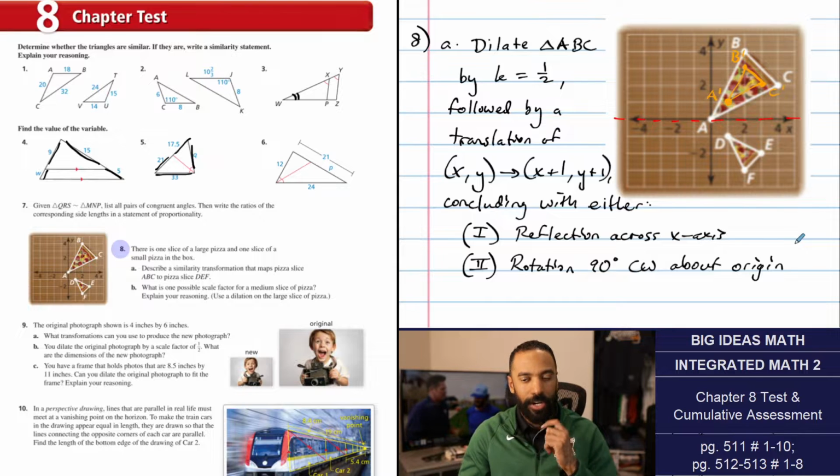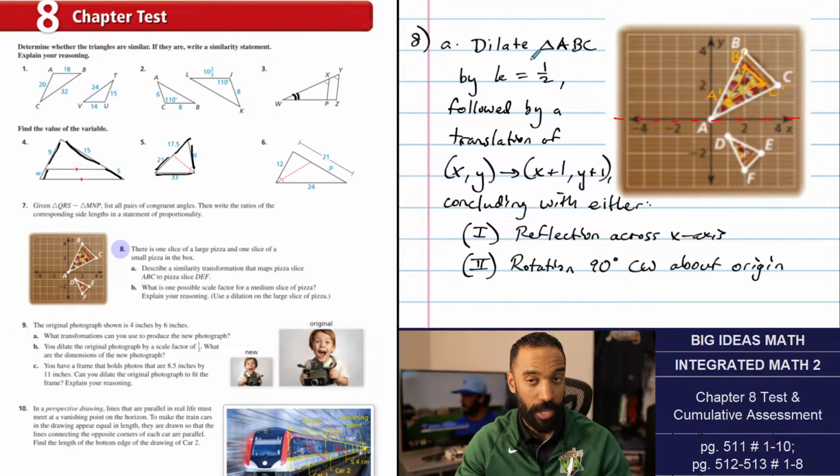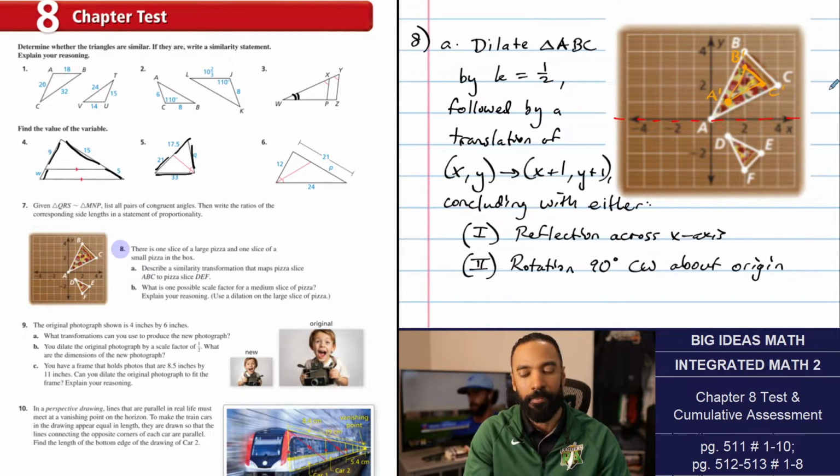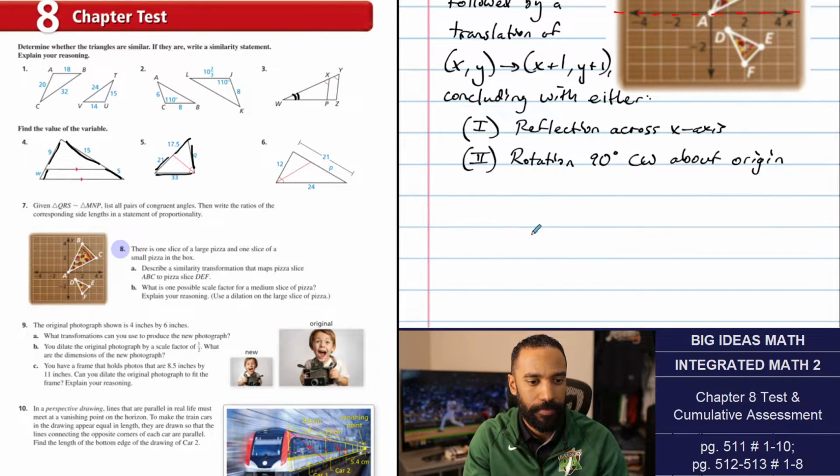This was a longer problem because there were 3 different things that you could do there. The dilation was obviously one to do, and move it over so you could get this in the right spot. And both rotation and reflection do work there. That was just part A.